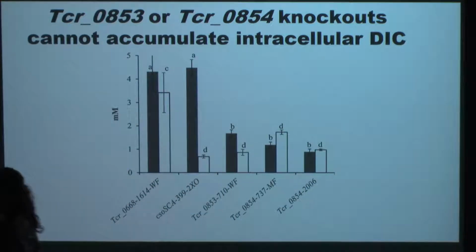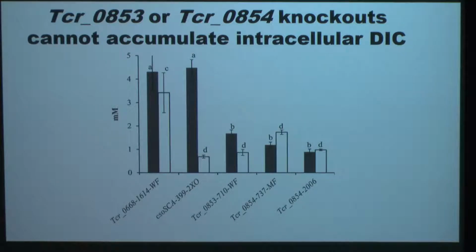So we were able to show that mutations in these genes had a pretty major impact on inorganic carbon accumulation, which is more evidence that we may have a bicarbonate transporter of two parts here, 853 and 854, those two proteins working together to transport inorganic carbon.